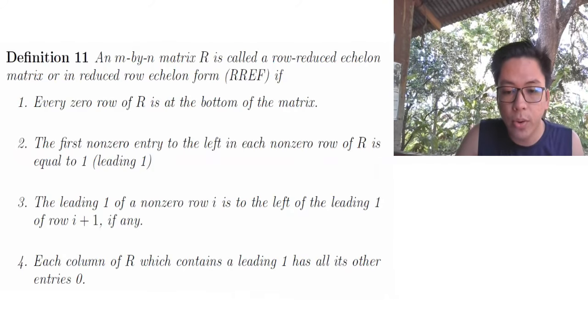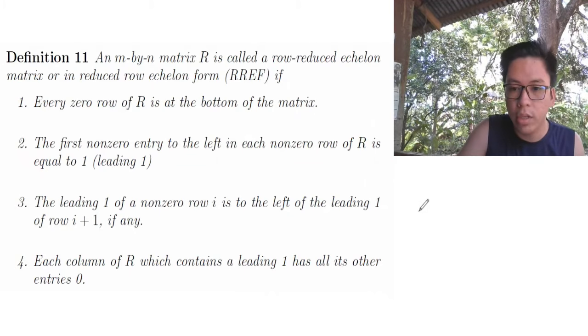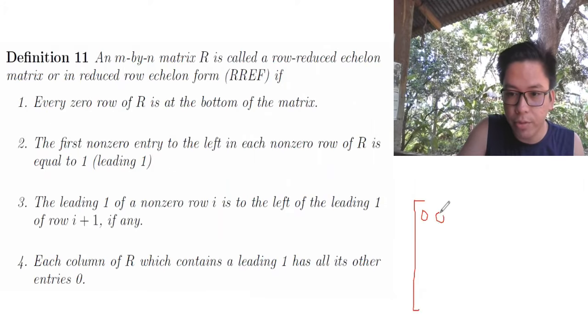Okay, so to picture that out, I'm going to show you an example here. This is an example of a reduced row echelon form. So you have 0, 0, 1, 0, 0.